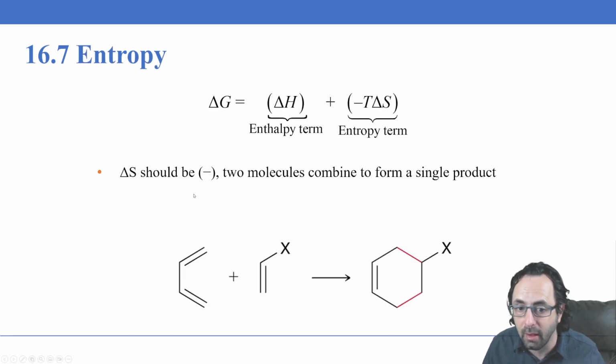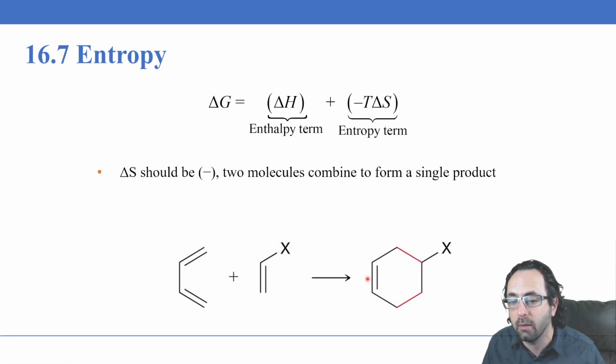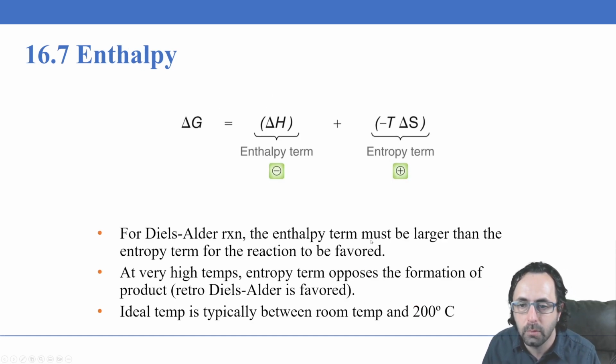In terms of delta S, delta S is going to be negative because we have 2 molecules combining to form a single molecule. So in this reaction, the enthalpy term is negative, and the entropy term is positive. The smaller the entropy term is, the more favorable the reaction will be because it will be dominated by the negative enthalpy term. But the higher the temperature, the more the entropy term will dominate, which is a negative of a negative delta S, so altogether it will be positive.